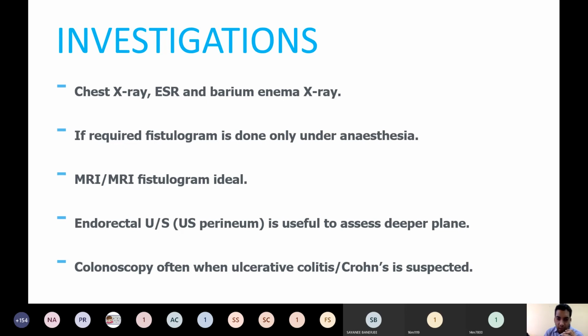MR fistulogram is the most ideal one, but that is expensive. Hence, we usually perform transrectal ultrasonography, TRUS, or endorectal ultrasonography. This is done to assess the tract.